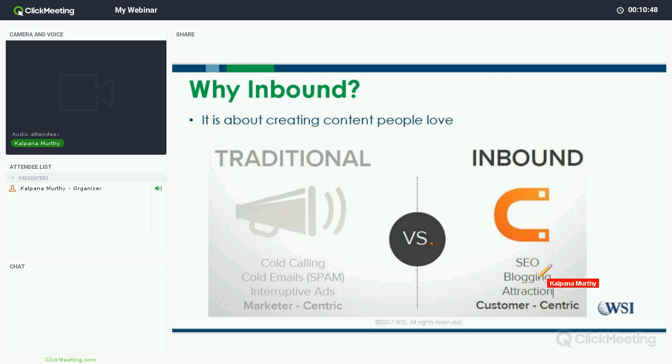Same thing with blogging. We do blog posts for dynamic content and optimize them, and they show up either in social media, when people are doing their research, or in organic SEO. So this is basically customer centric, because we are really paying attention to what the customers are looking for and providing them the right content at the right time.